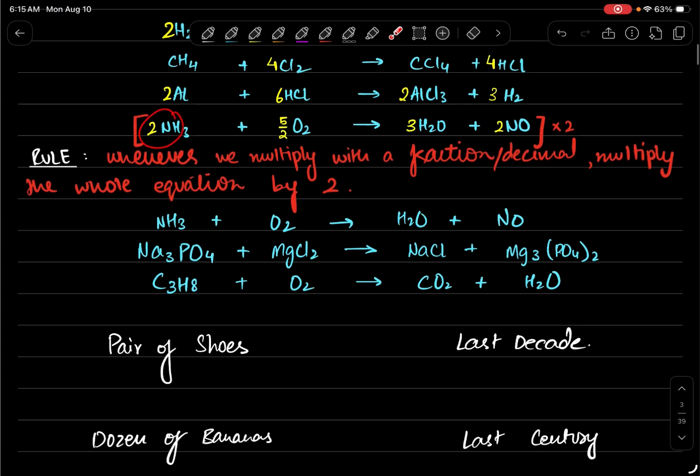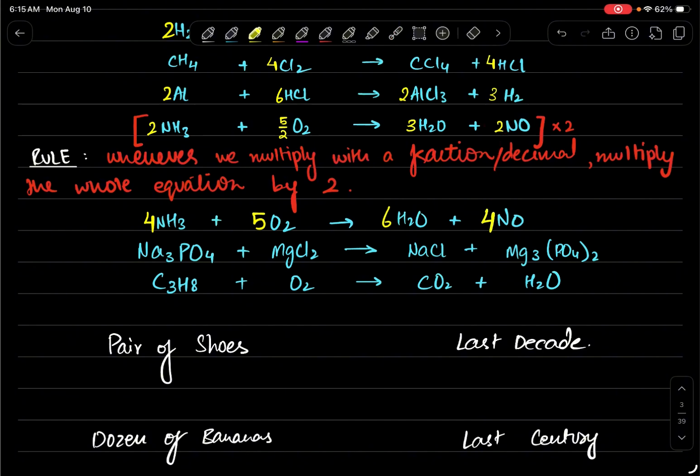So now if we multiply this whole equation by 2, the corrected equation, what do we get? 2 times 2 is going to make up 4. So this will make up 4NH3. 5 over 2 times 2 will make up 5, right? So this will be 5O2. 3 times 2 is just going to be 6. And 2 times 2 is going to be 4.